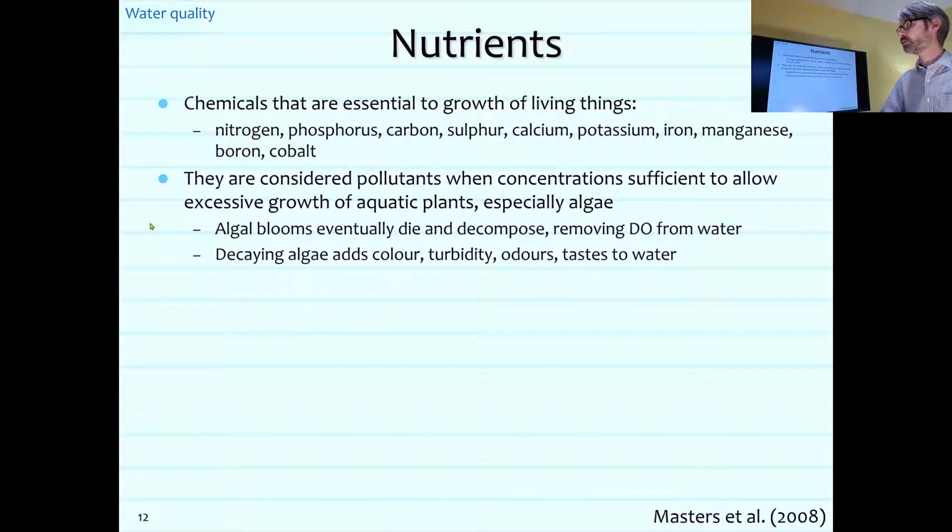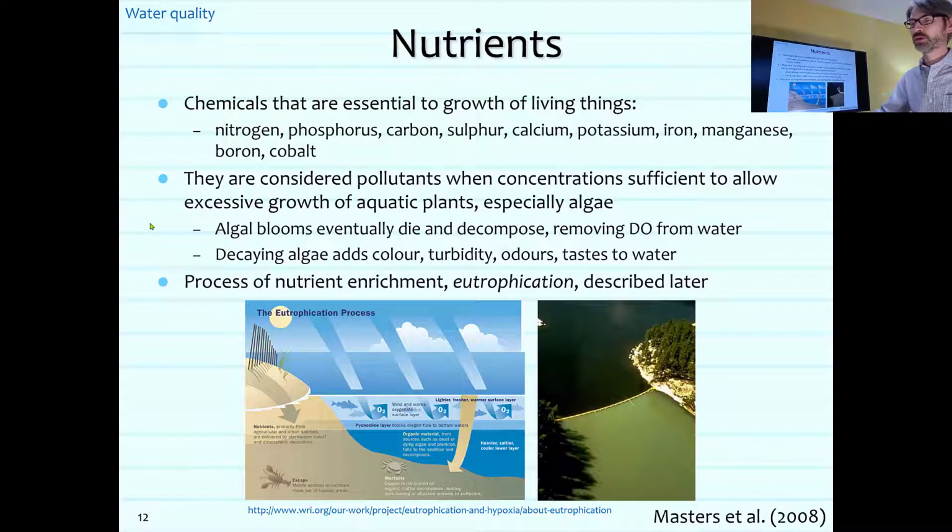The problem is that algal blooms eventually die, and they sink to the bottom of a water body or of a lake, a stream, a pond, and then they decompose. And as they decompose, they remove dissolved oxygen from the water. The decaying algae also add color, turbidity, odors, and bad tastes to the water. We'll come back to this topic a little bit later on. We're going to talk about the process of nutrient enrichment or eutrophication. And here you can see a nice example of a set of experimental lakes where one was enriched and the other was not. This is all algae.